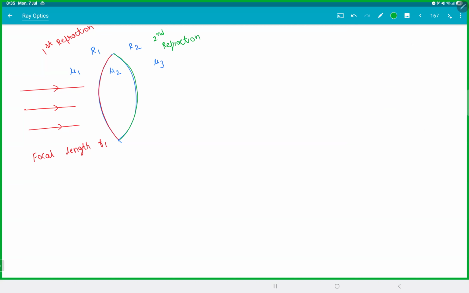Since here the light rays are coming from infinity, u will be minus infinity. So remember again, what is mu1 and mu2? Mu1 is the incident ray medium, mu2 is the refracted ray medium. So for the first refraction, it is mu2 by v minus mu1 by minus infinity is equal to mu2 minus mu1 by R1. This is your first refraction.